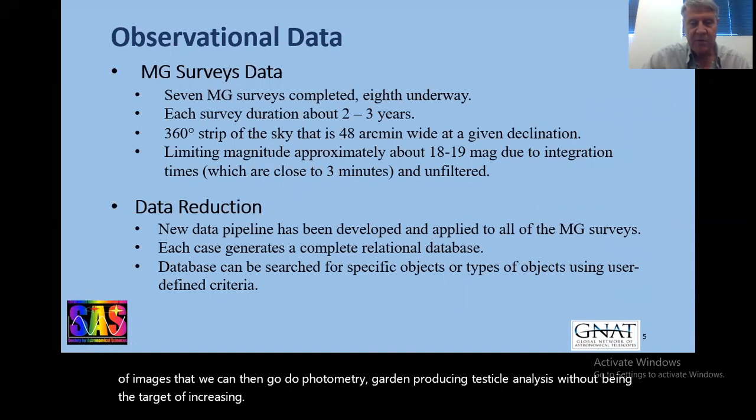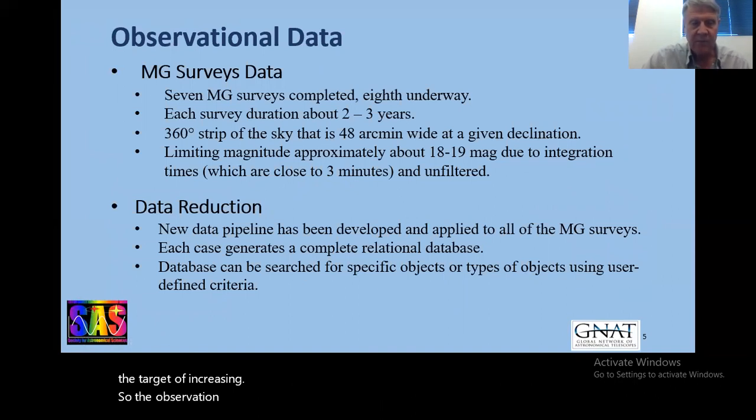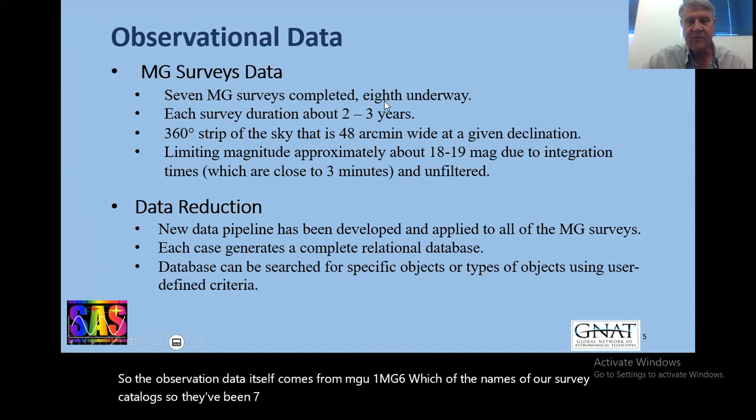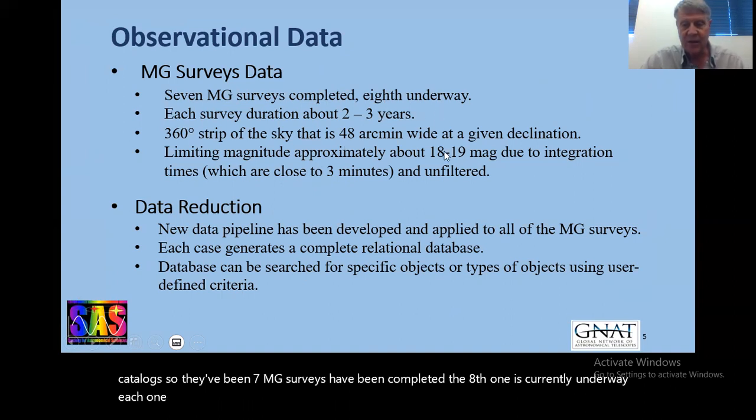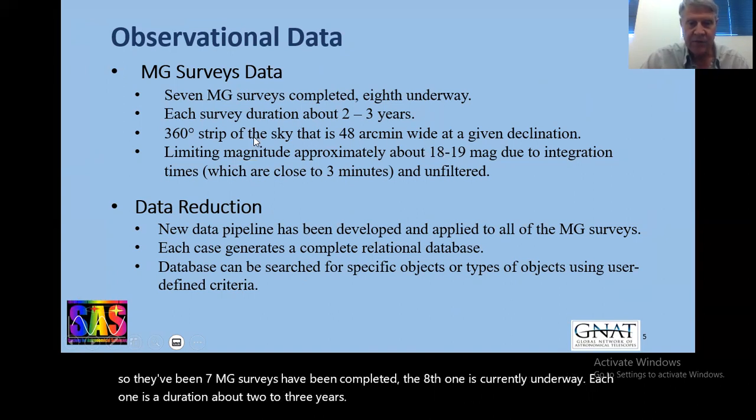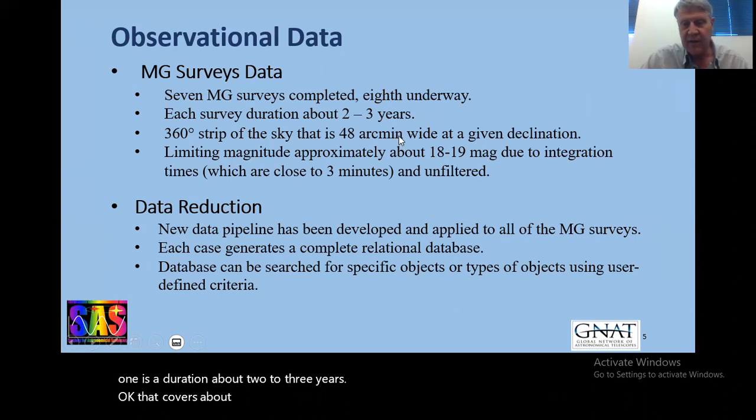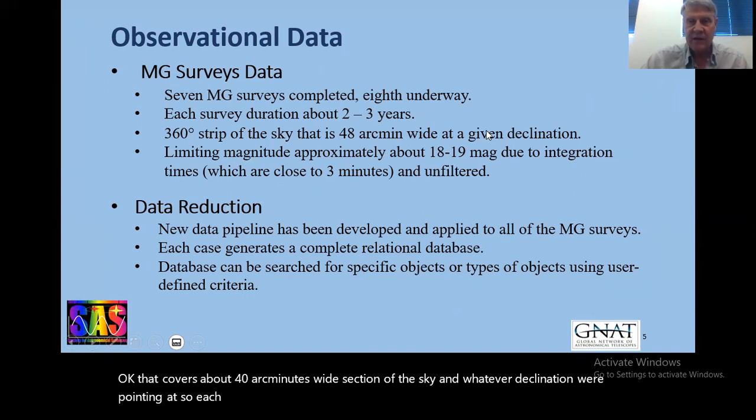So the observation data itself comes from MG1 or MG6, which are the names of our survey catalogs. There have been 7 MG surveys completed. The 8th one is currently underway. Each one has a duration of about 2 to 3 years. It covers about a 48 arc minute wide section of the sky at whatever declination we're pointing at. Each of the different surveys is pointed at a different declination.